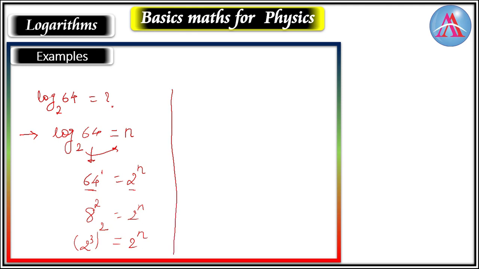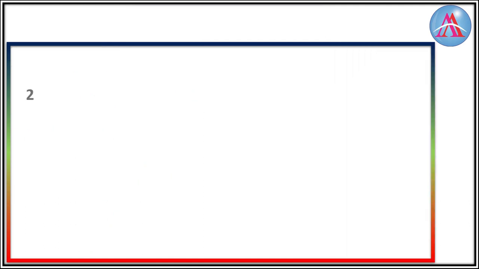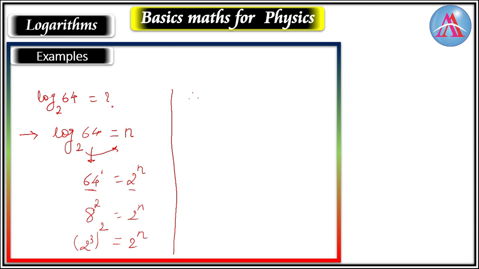I hope you are understanding. We can write this using the index formula. 2 to the power 3 to the 6 is equal to 2 to the power n. The bases are same, therefore compare the powers, therefore n is equal to 6 is the answer.